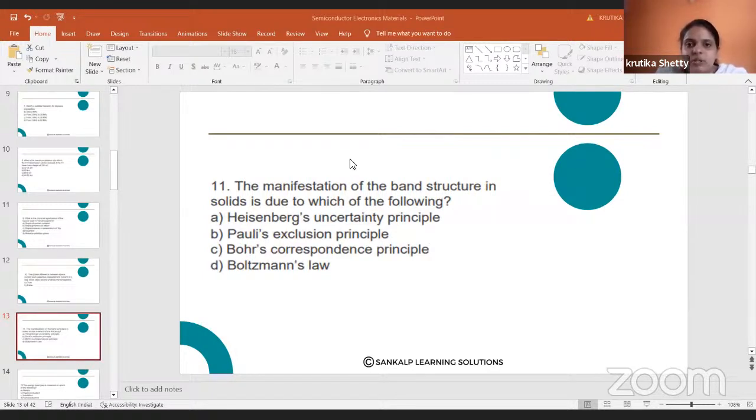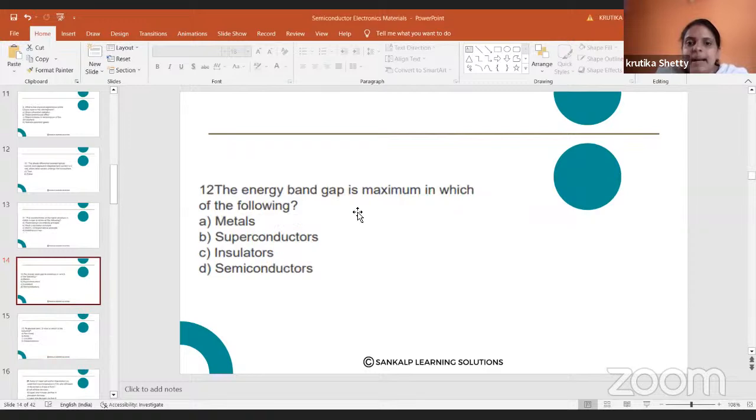Then the next question. The energy band gap is maximum in which of the following? Metals, superconductors, insulators, semiconductors. Everyone can give this answer. Yes, correct. Everyone. Pratibha, Harshita, Rakshita, Vidya, Monica, Damini. Yes, very good. That is, in case of insulators, the gap is very large.